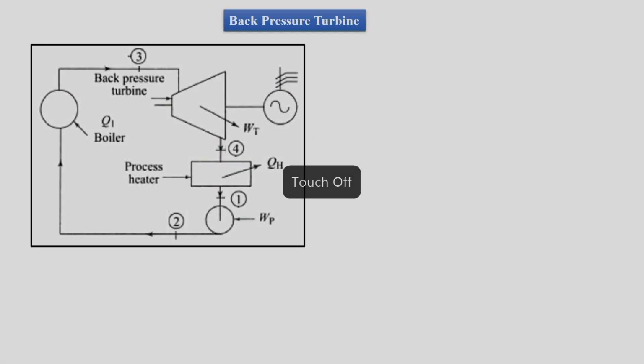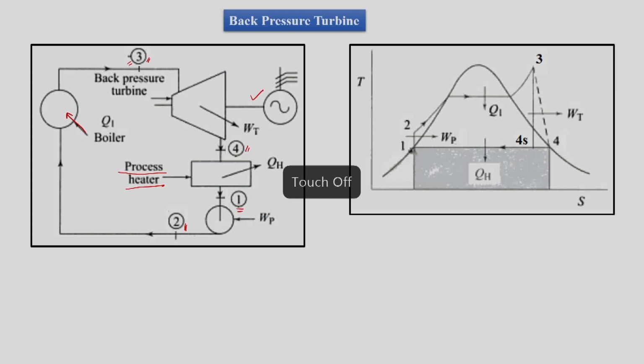So how would it be comprised? The process is very simple, the cycle is much the same. We have 1 to 2 as the pumping process, then we have 2 to 3 where we are adding heat in the boiler, then 3 to 4 we have the turbine which will produce work output. From 4 to 1 we are replacing the existing condenser by a process heater. So the condenser is getting replaced by a process heater.